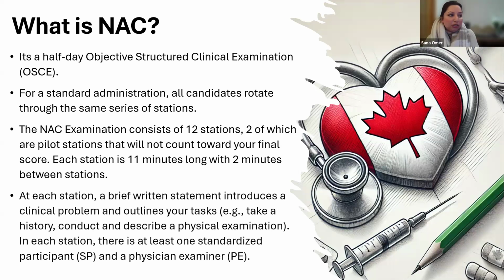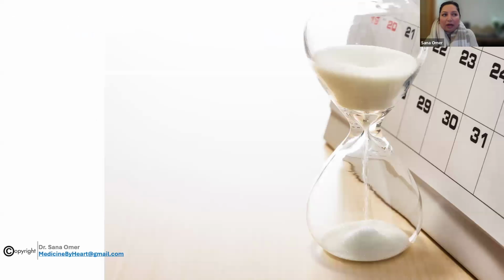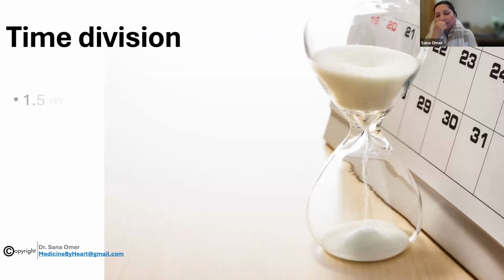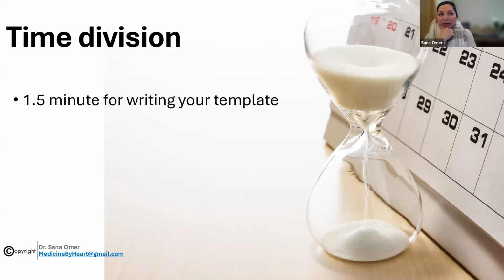The time division in the NAC OSCE is that you have a total of 11 minutes. You get 2 minutes outside the door, but I call that 1.5 minutes because 30 seconds are wasted running from one door to the other. In that 1.5 minutes, you have to decide your goal: once you enter the room, what are you supposed to do, and how are you going to proceed and use those 8 minutes inside the room very effectively.